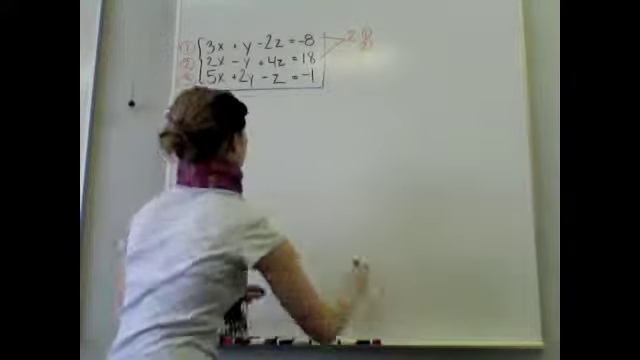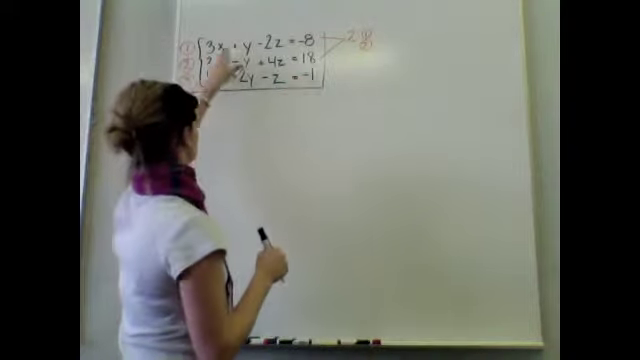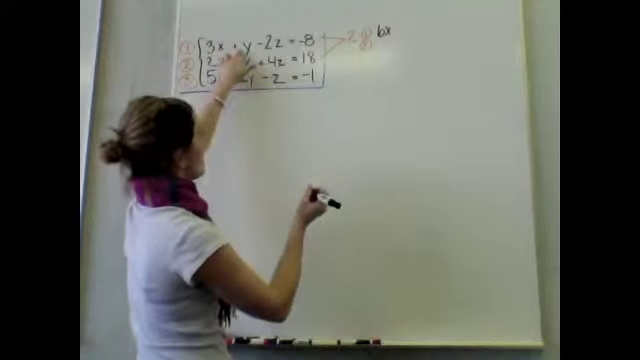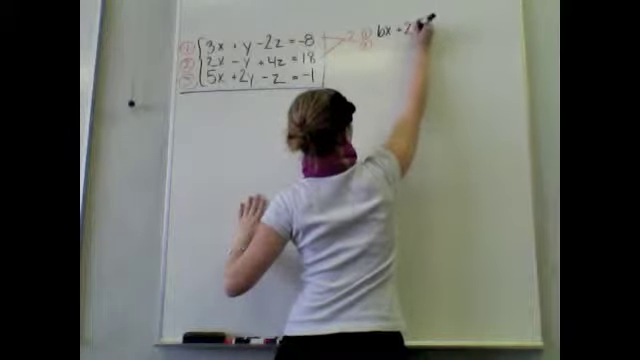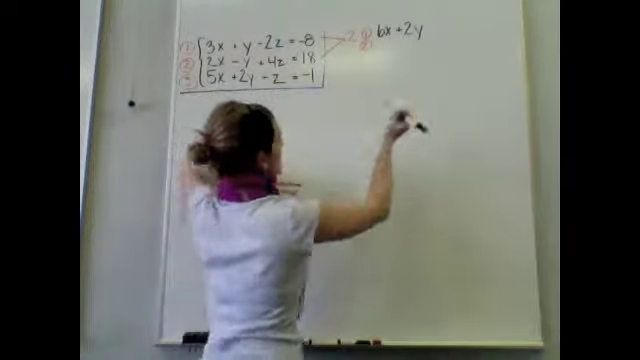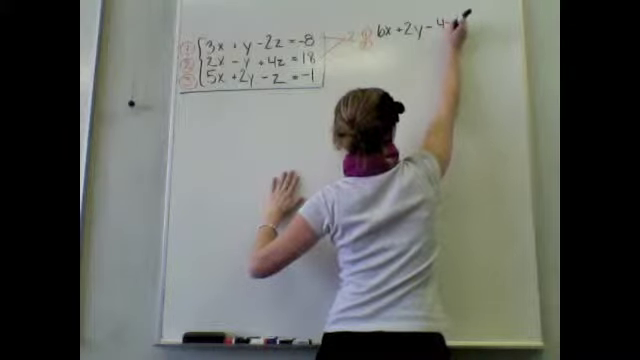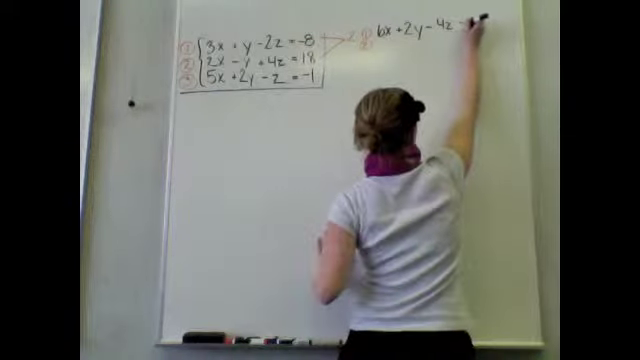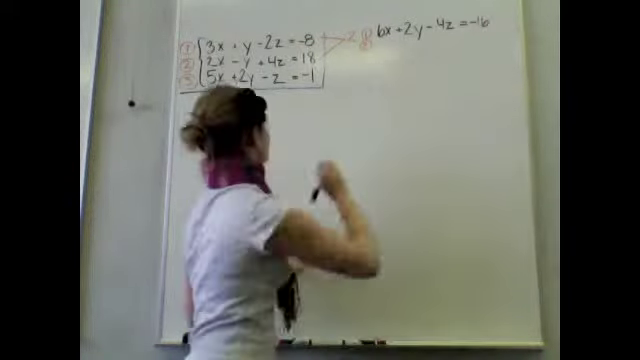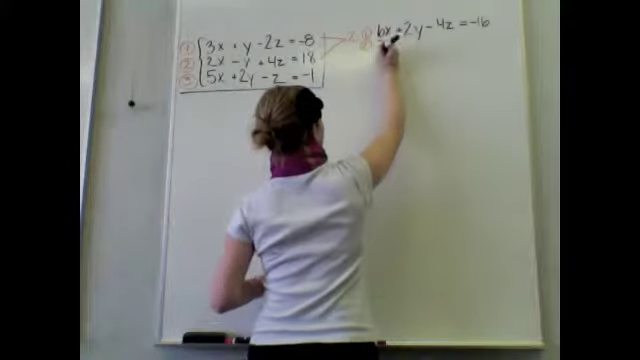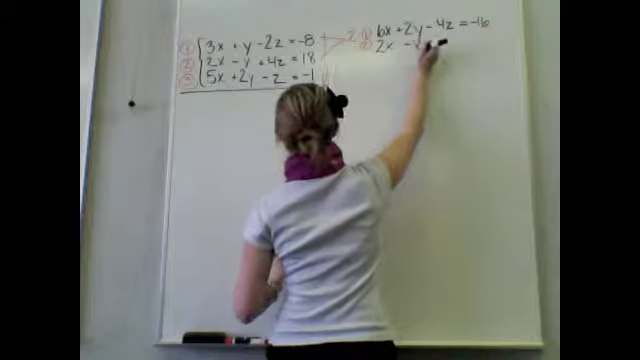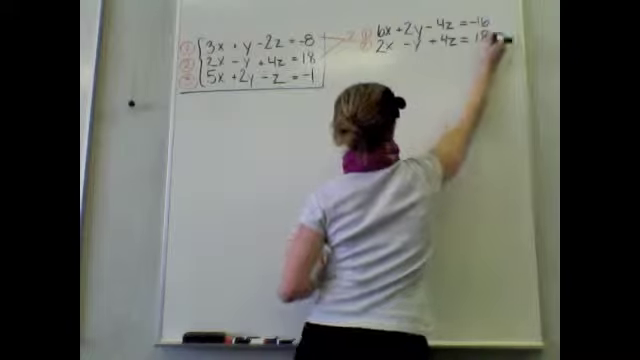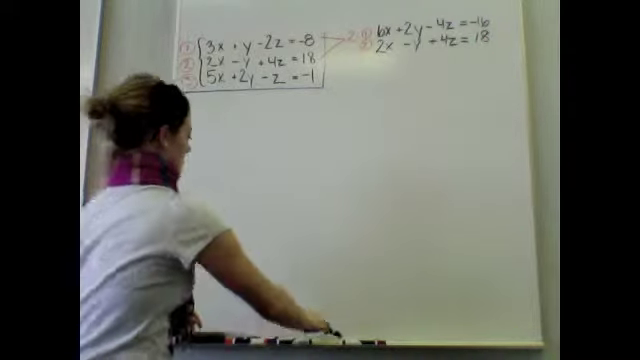So this new system will become the first equation, 2 times it, so 2 times 3x gives us 6x. 1y times 2 gives us 2y. 2 times -2z gives me -4z, because once again my goal here is to eliminate the z's. And -8 times 2 is equal to -16. I didn't touch the second equation, so I can simply rewrite it: 2x minus y plus 4z equals 18. Alright, so that is my first set of equations that I'm dealing with.